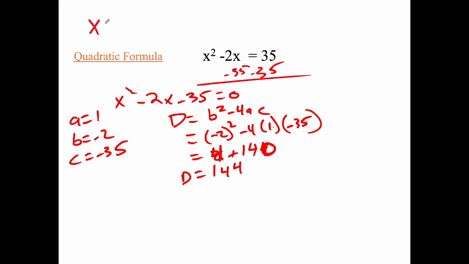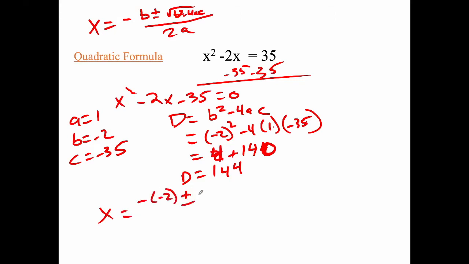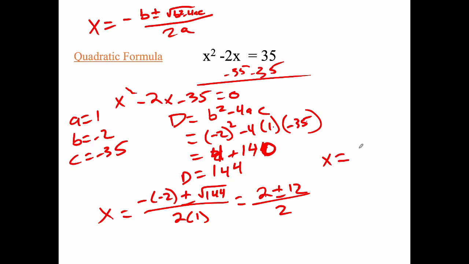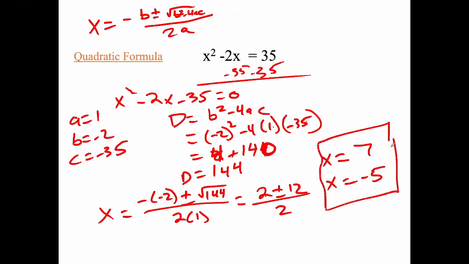So now I take the formula, negative b plus or minus the square root of b squared minus 4ac all over 2a. Now I can plug in. X is equal to negative negative 2 plus or minus the square root of 144 all over 2 times 1, which gives me 2 plus or minus 12 all over 2. Now I can actually finish those problems. 2 plus 12 is 14 divided by 2 is 7. 2 minus 12 is negative 10 divided by 2 is negative 5. There's my two roots.